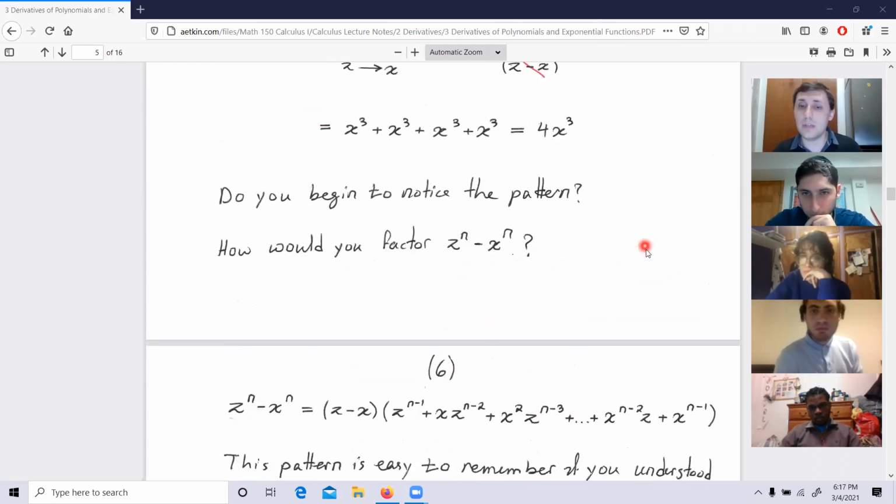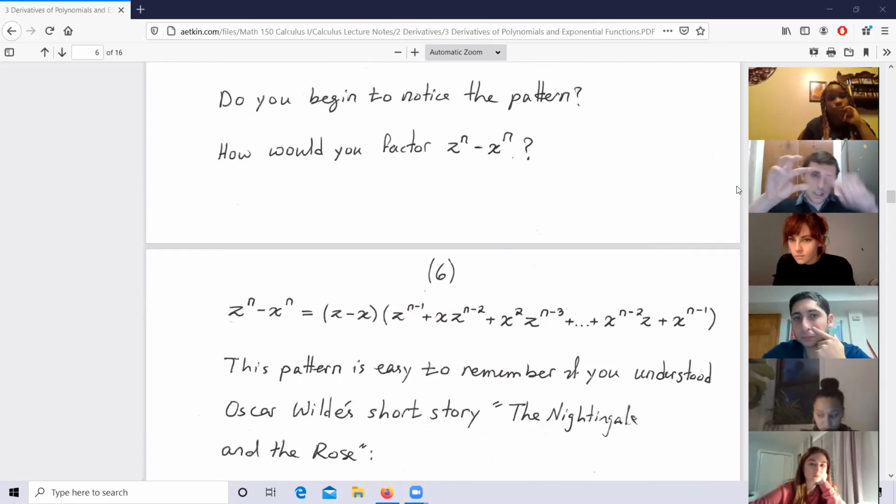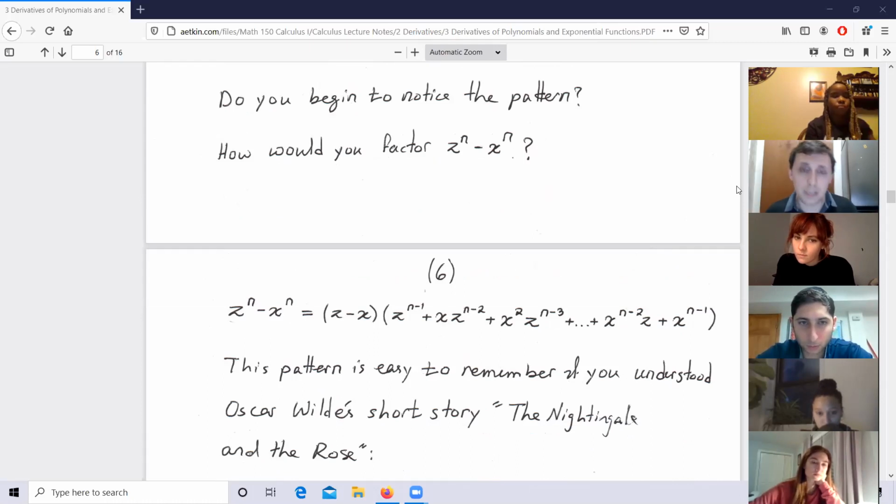Now, how many terms am I adding here? You see what happens, guys? It's z giving its powers one by one to x. So if it's z to the n, you will first see z to the n minus 1, then x, z to the n minus 2, and so on, until there is no more z.